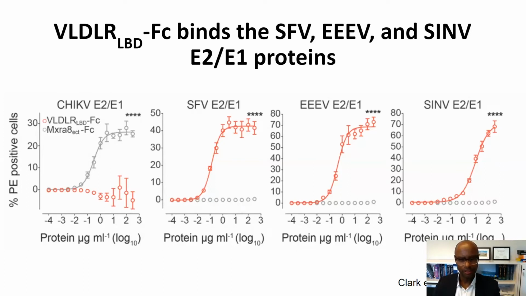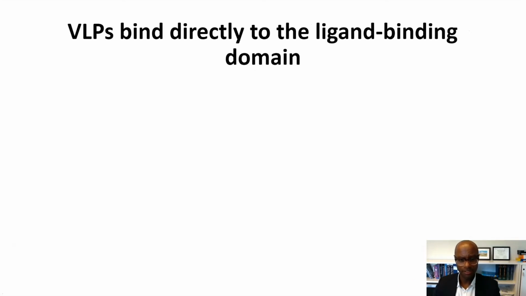I'll give you an example that VLDLR has been implicated in cellular entry of hepatitis C virus, but for that virus, for example, it's thought to be actually an indirect association with lipoproteins that are decorating the viral particles. So all that being said, we wanted to try to use as pure as possible preparations to demonstrate a direct interaction between the VLDLR-LBD and the E2, E1 proteins of alphaviruses.